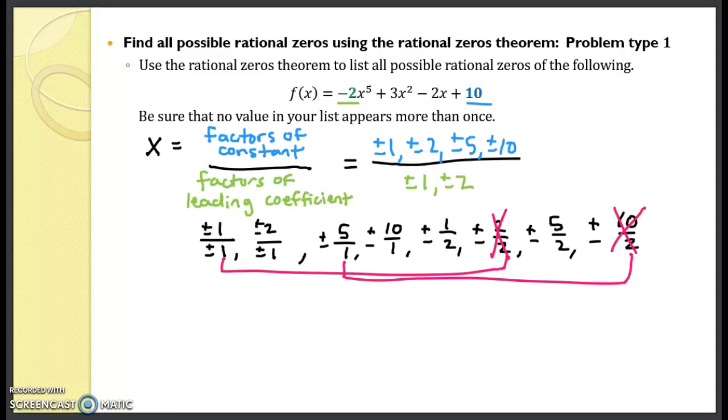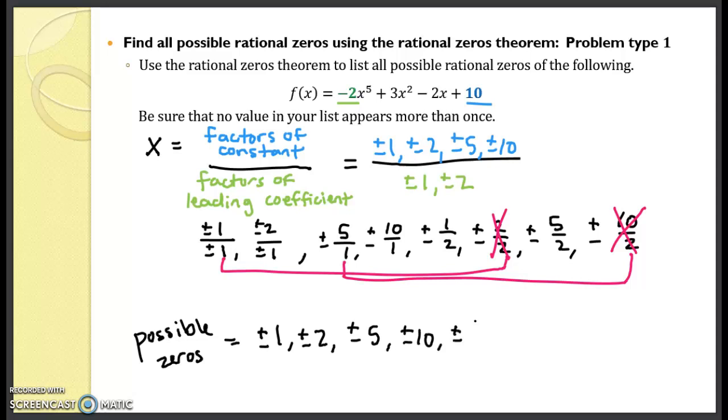So what are our possible zeros? Well, we can simplify everything by saying plus or minus 1 over plus or minus 1 is equal to plus or minus 1. And then 2 over 1 is equal to plus or minus 2, etc., for 5 and 10. And then we'll have plus or minus 1/2 as a possible zero, and then plus or minus 5/2 as a possible zero.